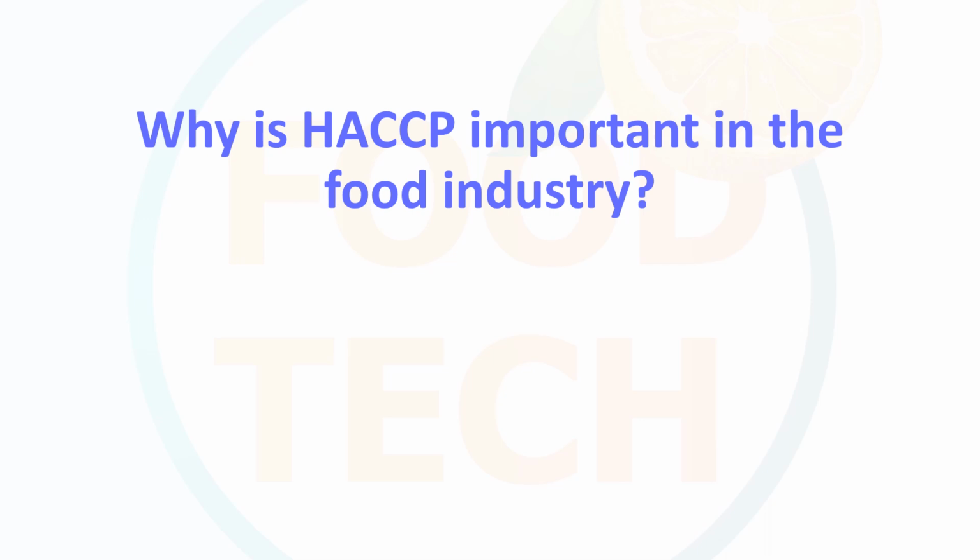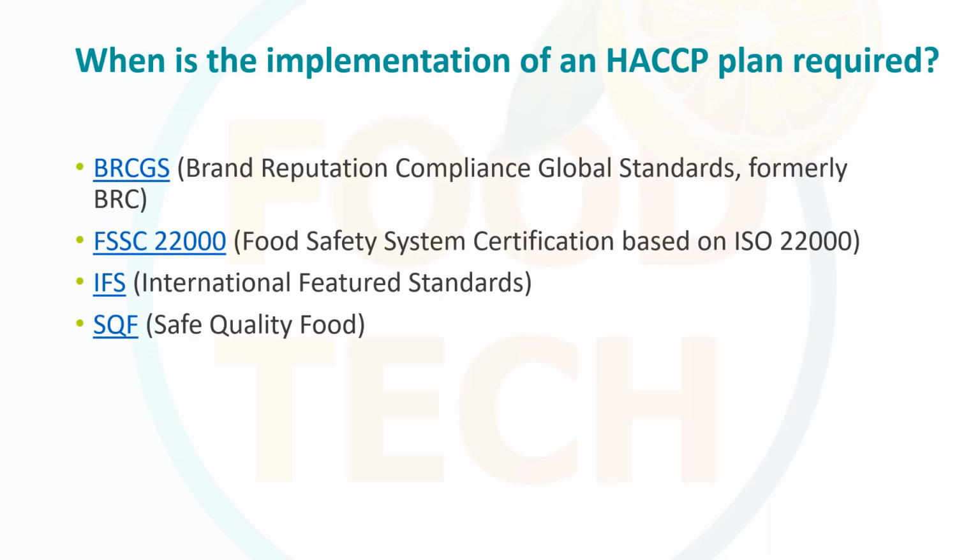So why is HACCP important for the food industry? It is one of the basic things. Why HACCP is important: because food is that commodity which is consumed by everyone, every human.